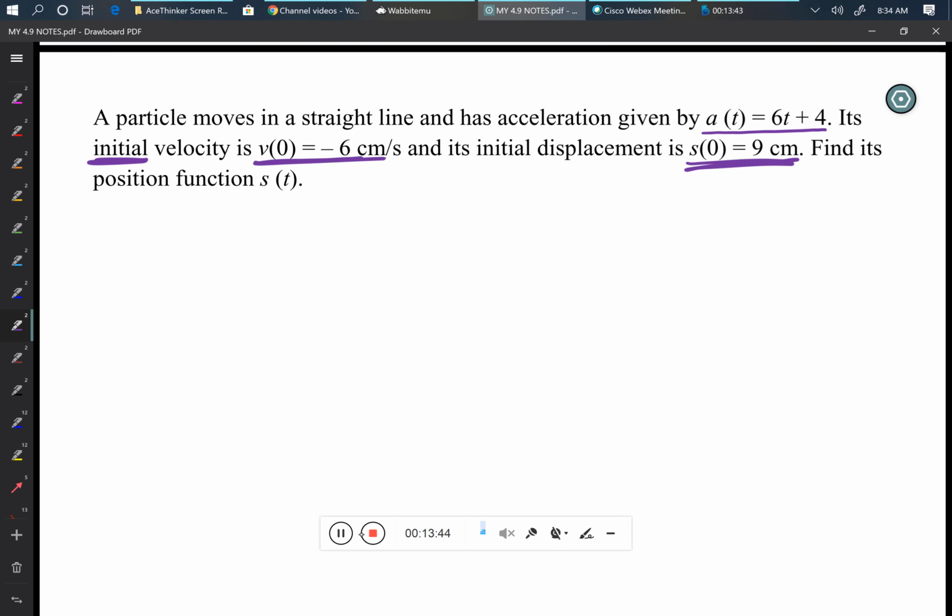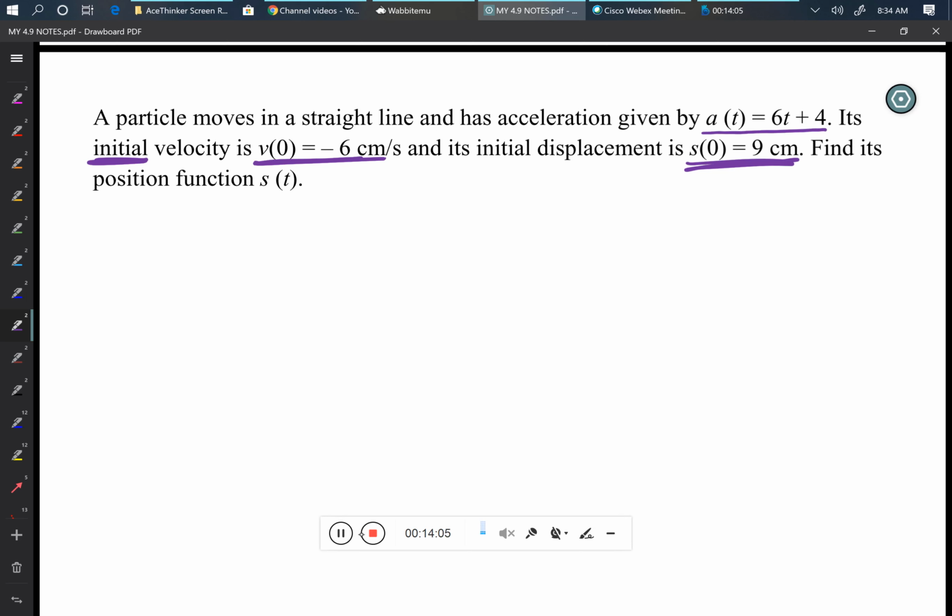Find the position function. So essentially, this is the problem we just did. This would be representing our f double prime, and we're asked to find f. Just now we've given it fancy names of A and S. So if I remember correctly, the process was antiderivative.